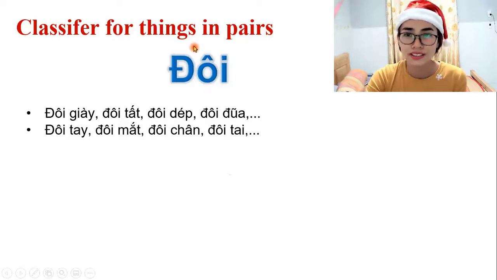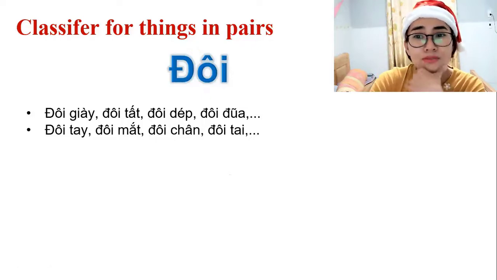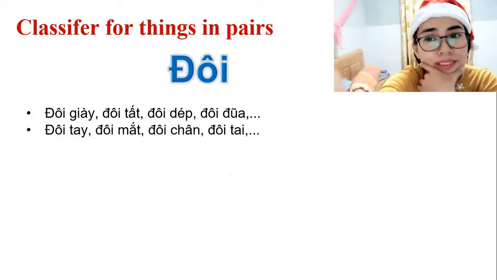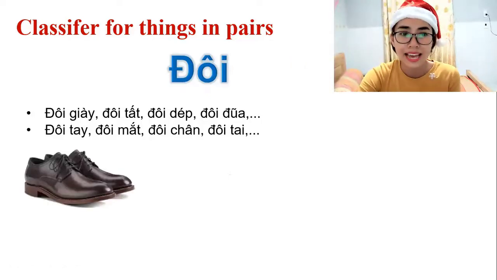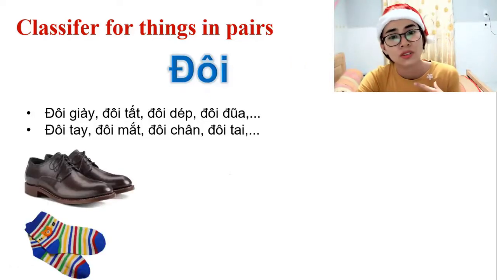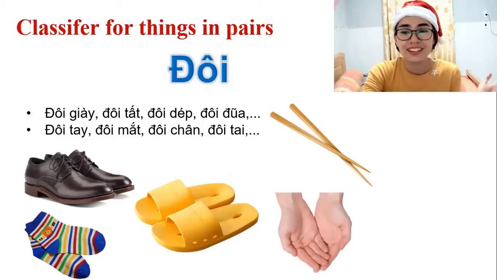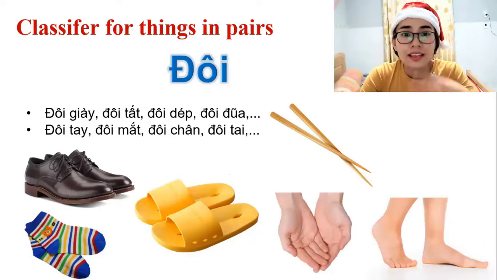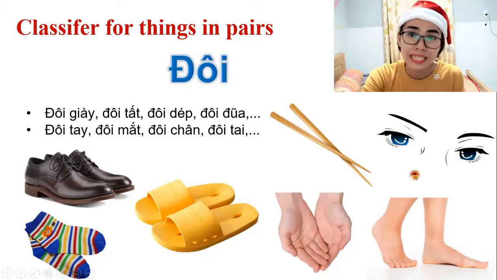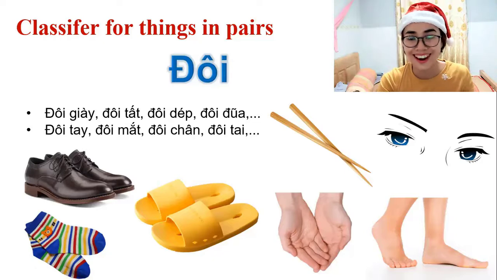Next, classifier for things in pairs. Đôi. So what are pairs in English, which we already know? In Vietnamese we use the same. So we have đôi giày, đôi tất, đôi dép, đôi đũa, đôi tay, of course, đôi chân, and then đôi mắt. Okay, so they are in pairs, right?